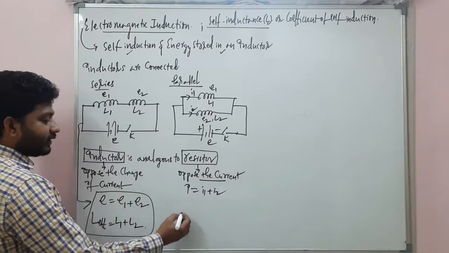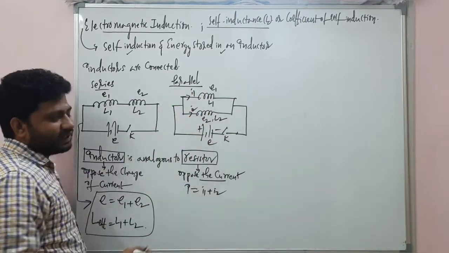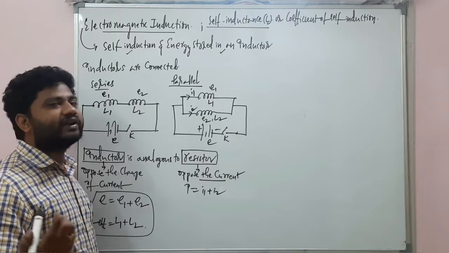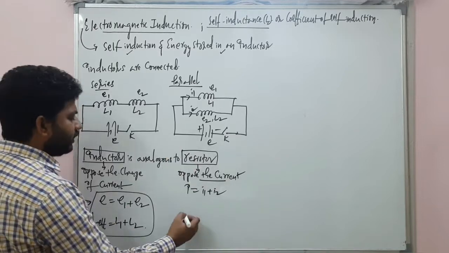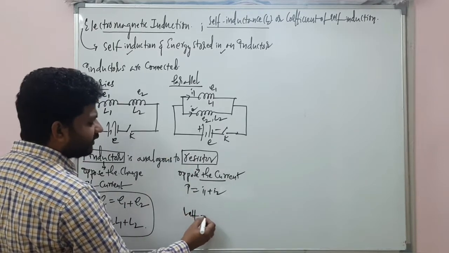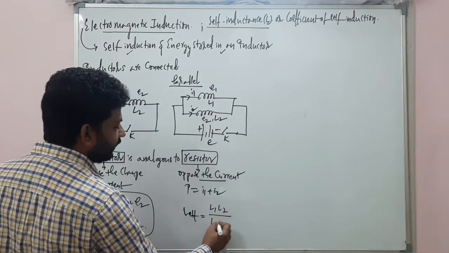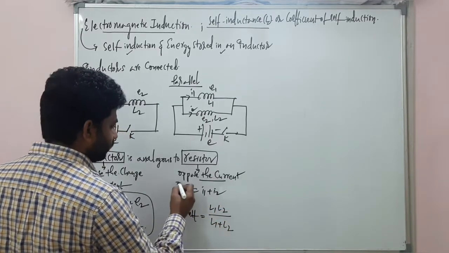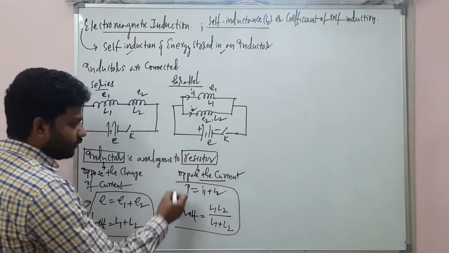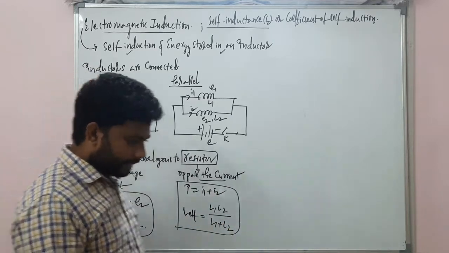Okay. After that, when two resistors are connected in parallel, you know how to find the effective resistance. Similarly here, the effective inductance L is equal to L1 L2 by L1 plus L2. This is also the formula you should remember. Alright.